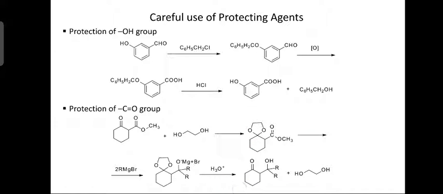Thus, the protecting group should be added to the reactions only in stoichiometric amounts, and they must be removed after the completion of the reaction. Since these protecting groups are not incorporated into the final product, their use makes the reaction less atom economical. Therefore, the use of protective group should be avoided.